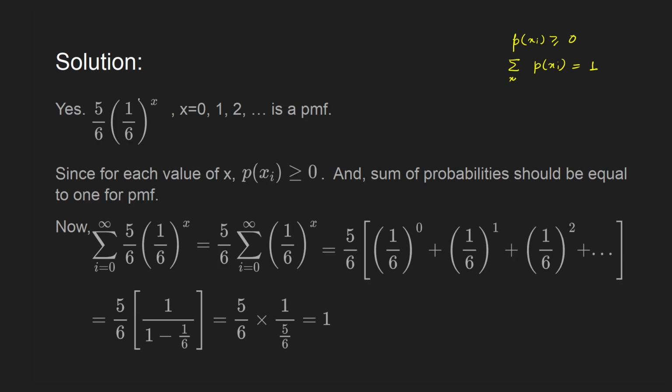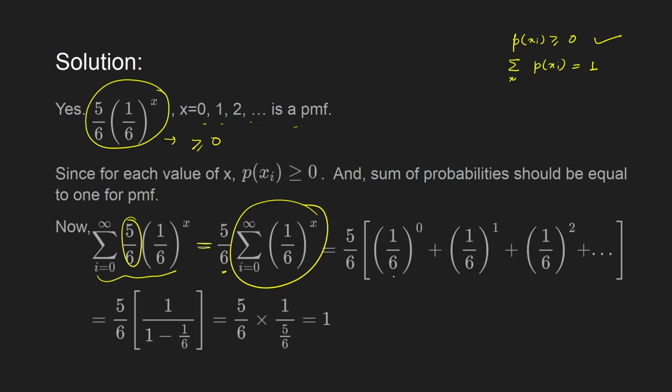Here x is taking values 0, 1, 2, 3 and so on. If in this term we put the value of x, then this quantity will always be greater than or equal to 0. Okay, the first property is satisfied. Now we have to check the second property. Here we will find the sum and check whether it is equal to 1 or not. This term is taken out of the summation. Now we have to take the sum of this quantity. It will be (1/6)^0 plus (1/6)^1 plus (1/6)^2 and so on. We can see that it is a geometric series. Suppose we have a geometric series like this.